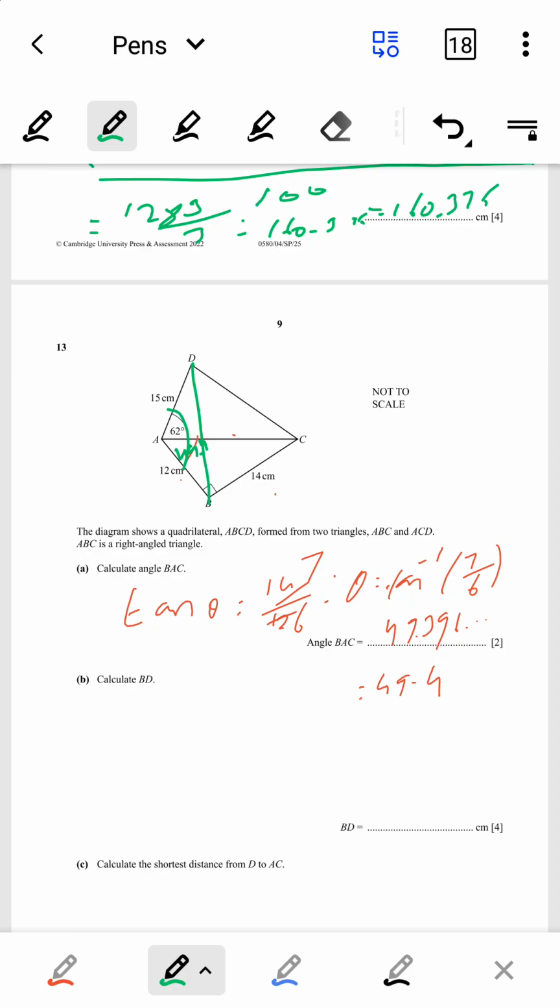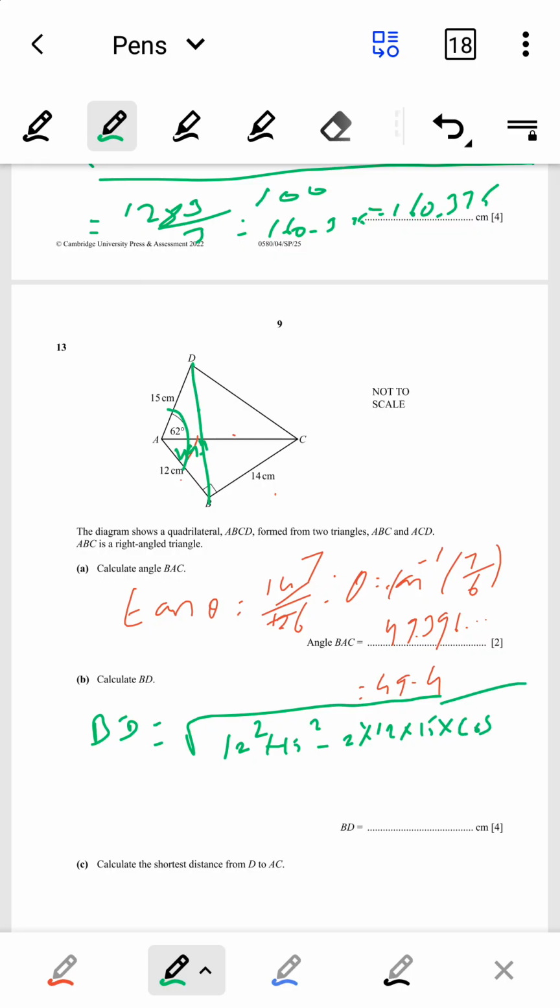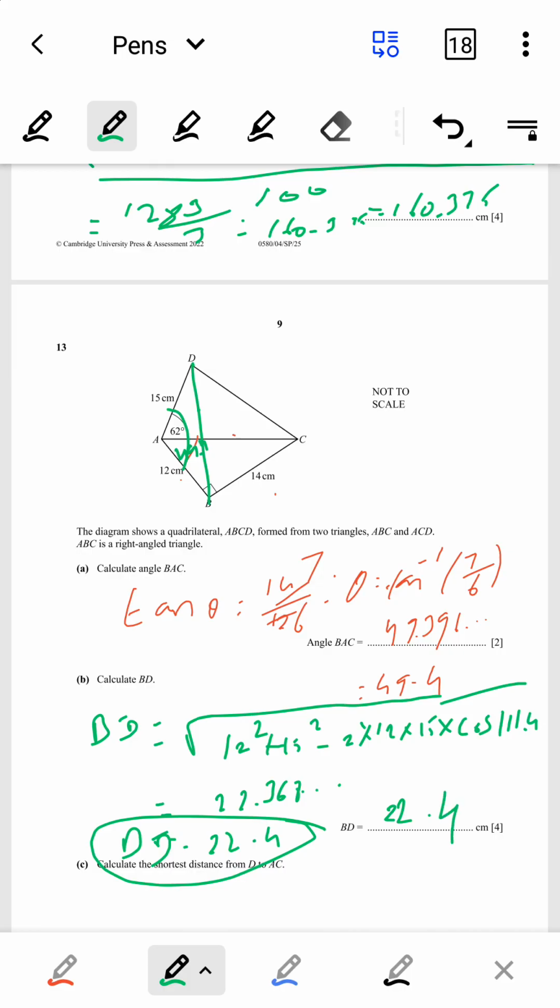So very simple. BD equals root of 12 square plus 15 square minus 2 into 12 into 15 into cos of 62 plus 49.4. You'll be getting 111.4. Using the calculator you will be getting 22.368. Keep on going, so 22.4 I am writing. So 22.4 is the right answer.